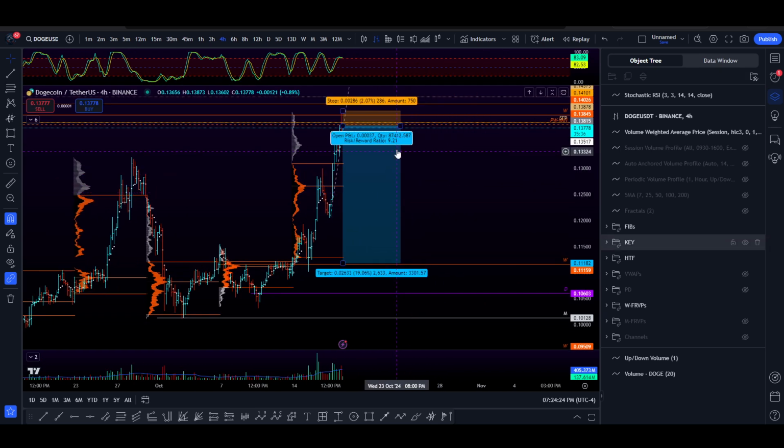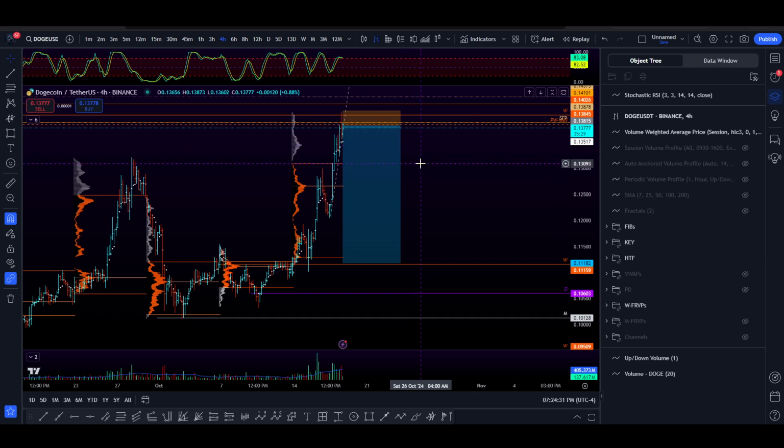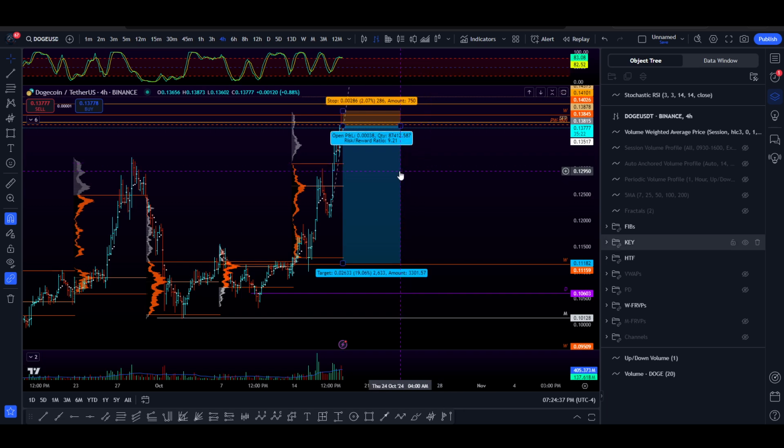But in my opinion, I would be short here. I think I'm going to take a short just to see what happens. No one knows exactly what the market will do. So with that being said, I am going to take a short here, 2% stop. I'm just going to use 50% of my position, so it's a 1% stop.